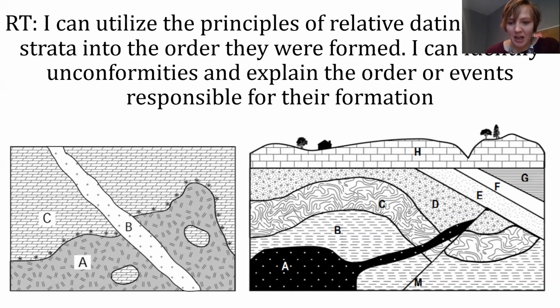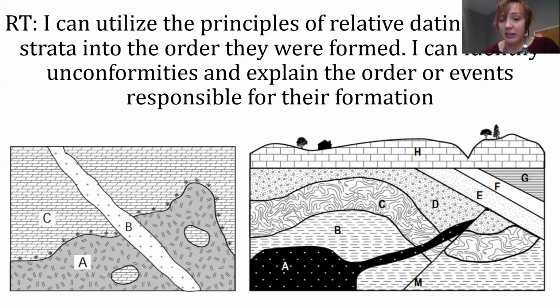Okay, so we'll start from oldest and we'll go to youngest. So it looks like B is the youngest, right? And I know that because of the principle of superposition, B is on the bottom, followed by C, followed by D. Those are all sedimentary layers that would have originally been horizontal.